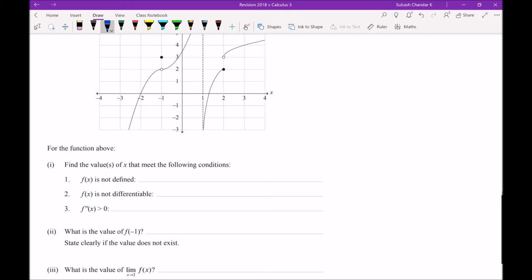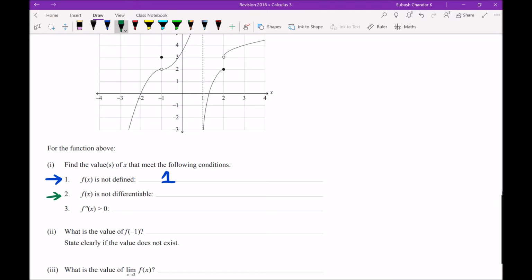Okay, so first issue that we have here is f of x is not defined. That means we're looking for a point where we can't actually find a particular y value. Is there one? Yeah, the dotted line, because it's an asymptote. You can't really find f of x when x is equal to 1, because it is an asymptote.